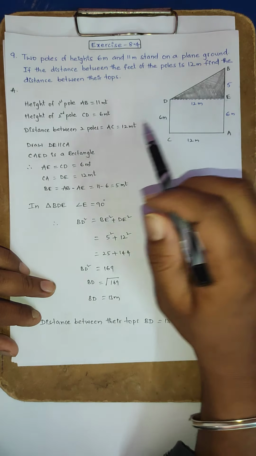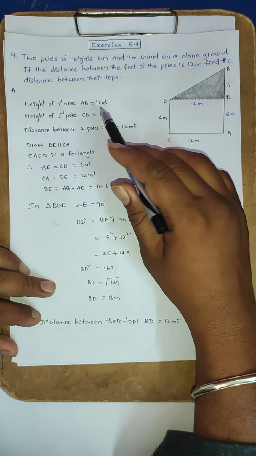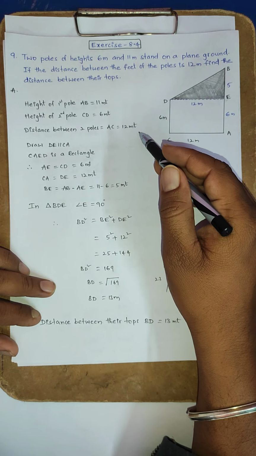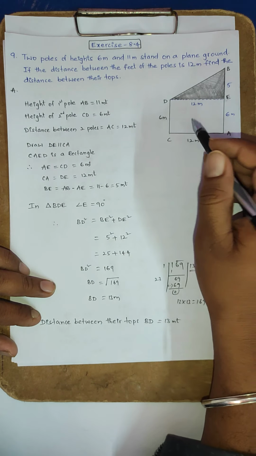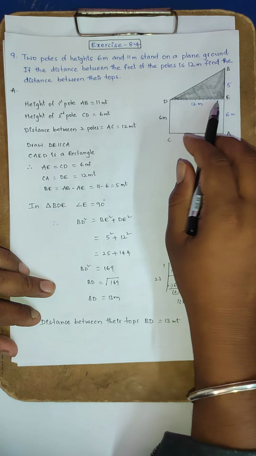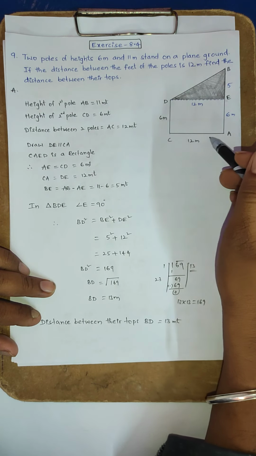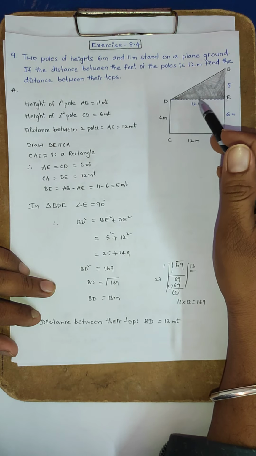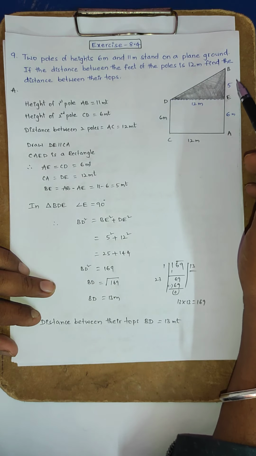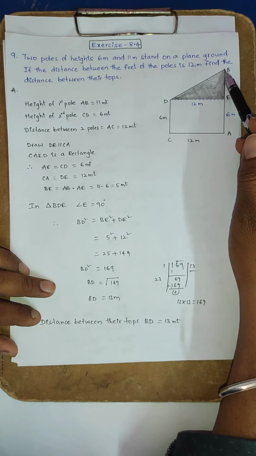This one is also very easy. What is the height of the first pole? 11 meters. Second pole 6 meters. The distance between the two poles is 12 meters. See, for this hypotenuse, say we just drew a line parallel to AC. This DE line and AC line are parallel to each other and their distance is also the same. Then this makes a right angle triangle. This is the perpendicular side, this is the base side, this is the hypotenuse.